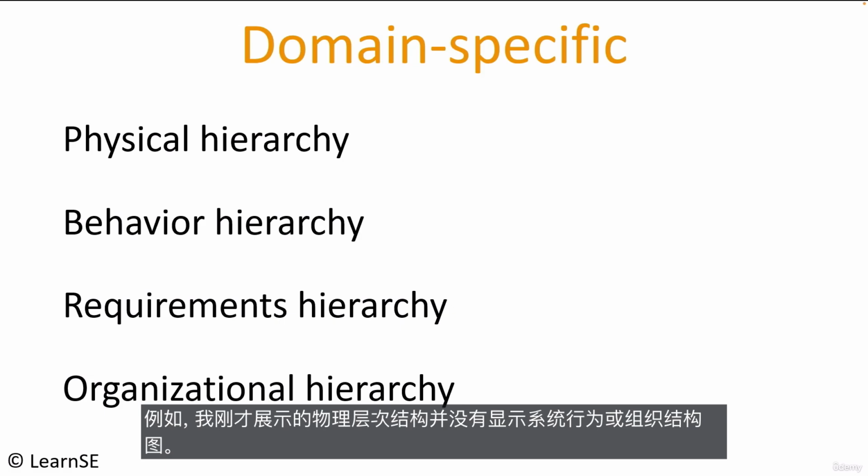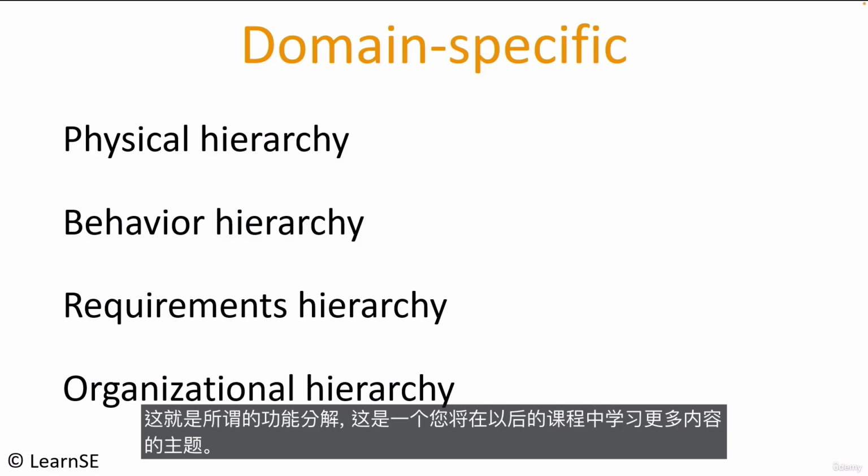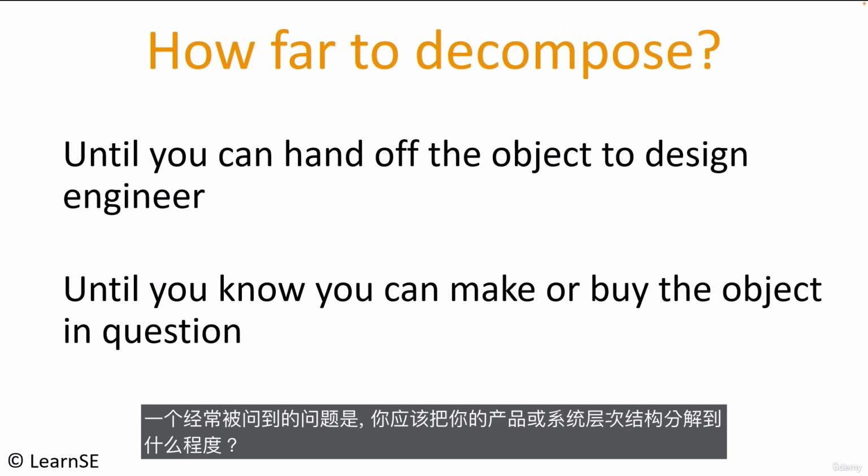The physical hierarchies that I just showed you were not displaying system behaviors or an organizational chart, for example. It's also possible to show the behaviors of a system in a hierarchical format, as well as the chain of command within your organization, for instance. In these domains, we could create a system behavior hierarchy, where the overall system is decomposed into lower order behaviors that together help accomplish the higher order behavior. This is known as functional decomposition, which is a subject that you'll learn a lot more about in future lessons.